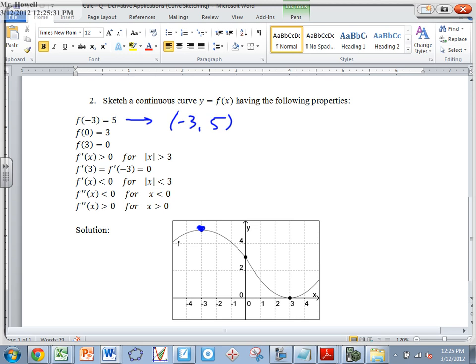Second part. Another point, 0, 3. And finally, another point. Okay, so 0, 3 is there, and 3, 0 is there. That's your starting point.